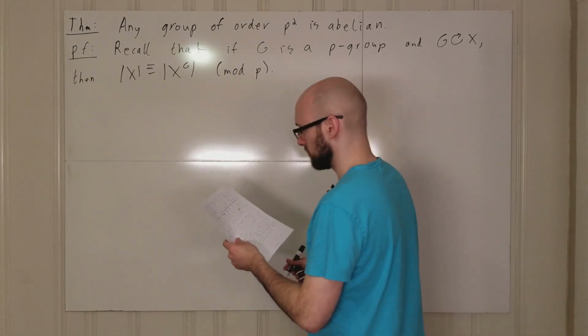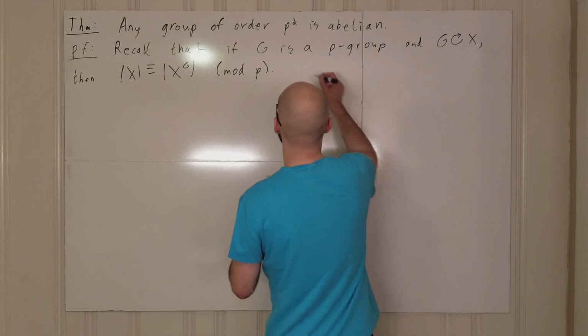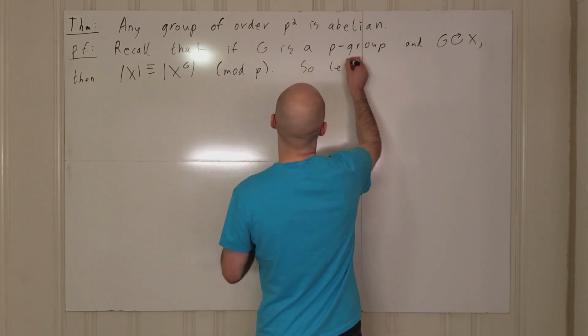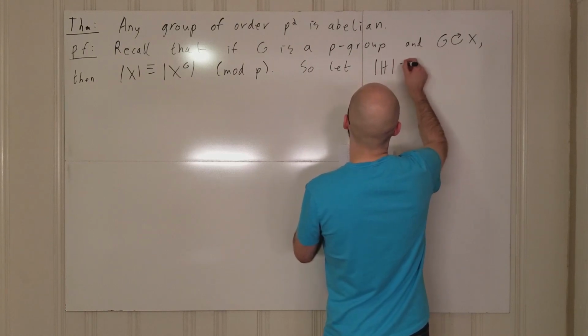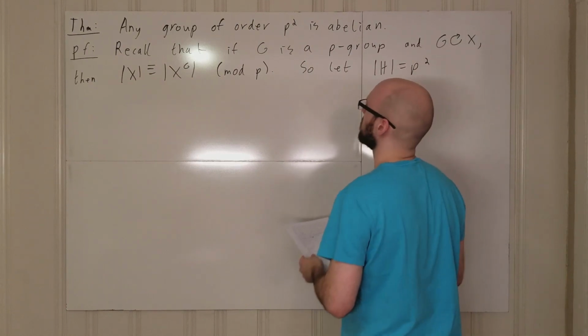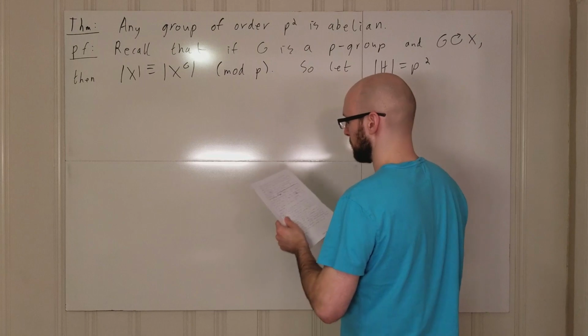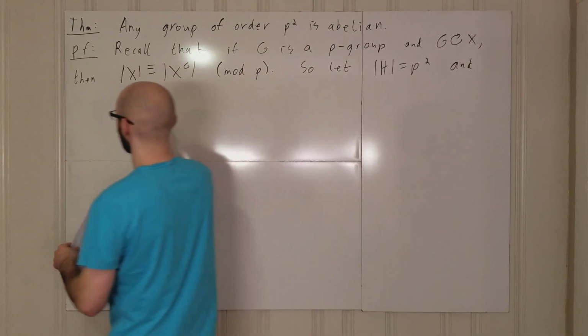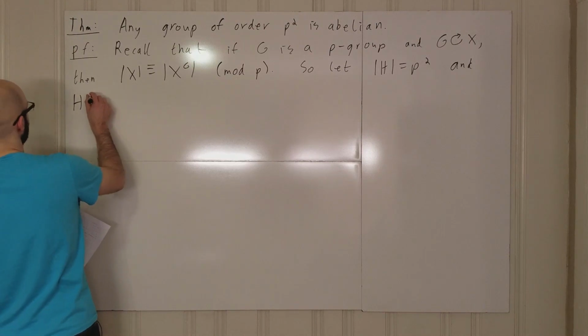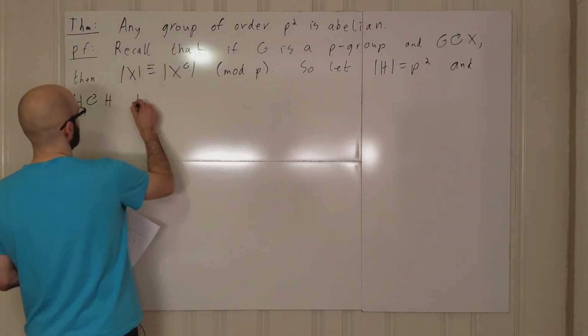Anyways, so let H be a group of size p squared, and H is going to act on itself by conjugation.